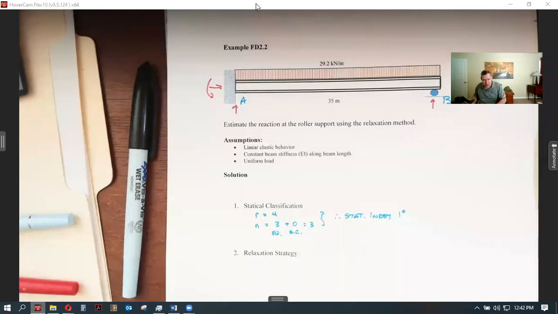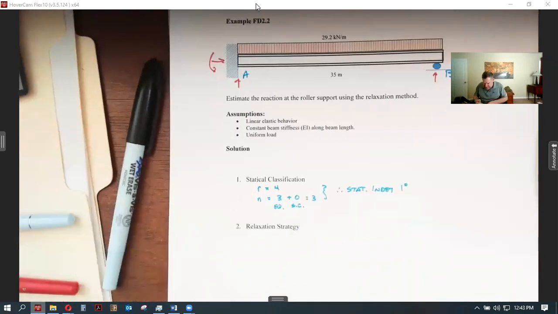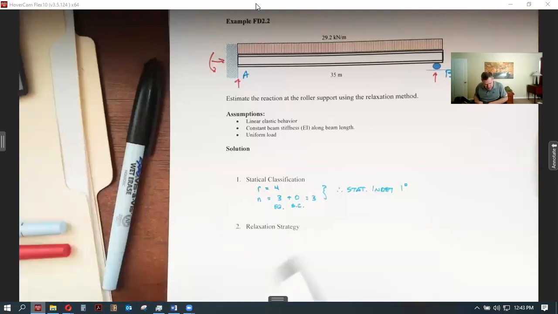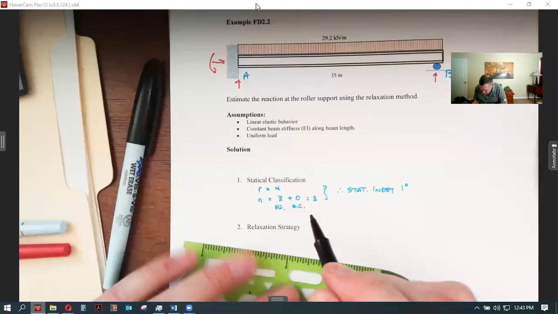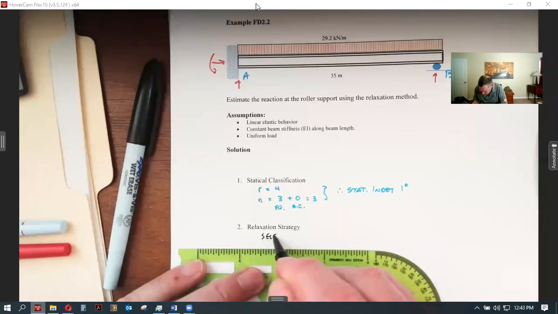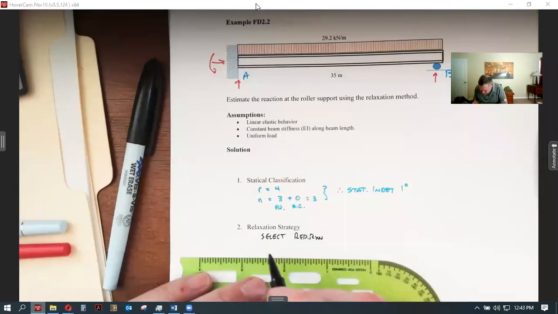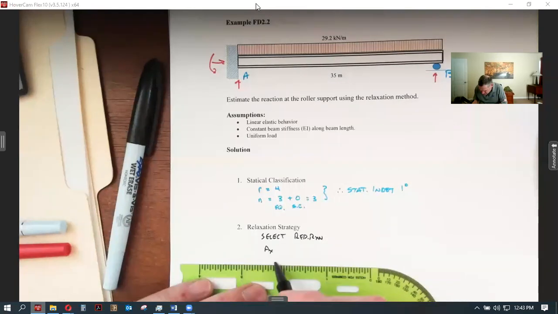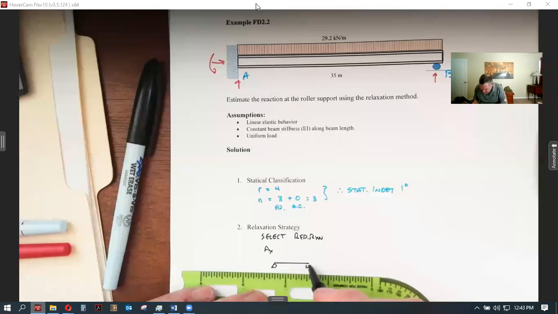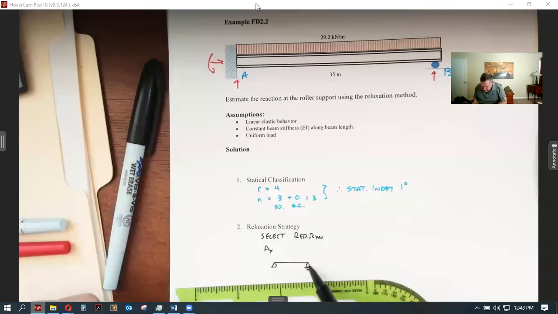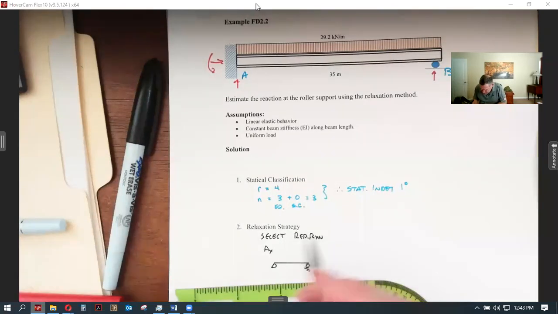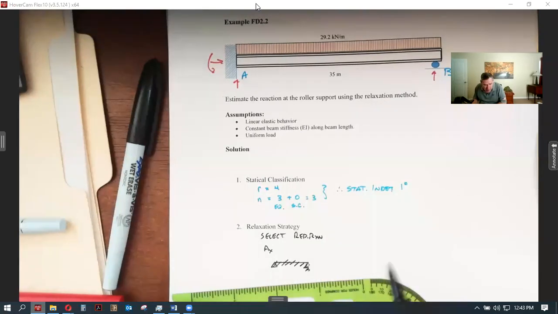So what we're going to do in our strategy is relax one of these redundant reactions. Now there's some sort of limit here. What we have to have is a stable system when we're done with this relaxation strategy. So for instance, if you were to select AX as our redundant reaction, we would have a roller and a pin and a roller. That would not be, or would we? No, we wouldn't. I selected AX. All right, so that's not what we have here.